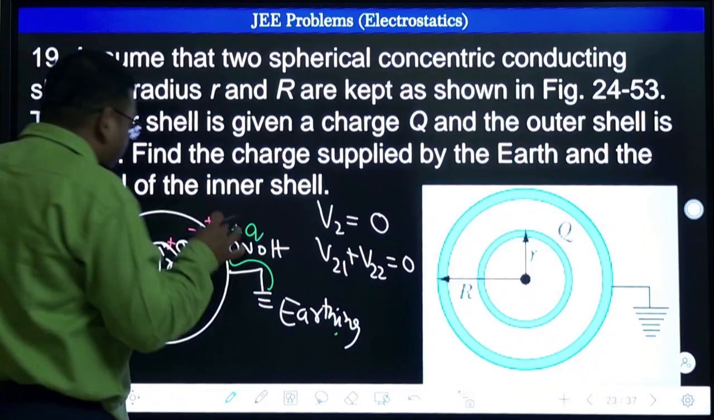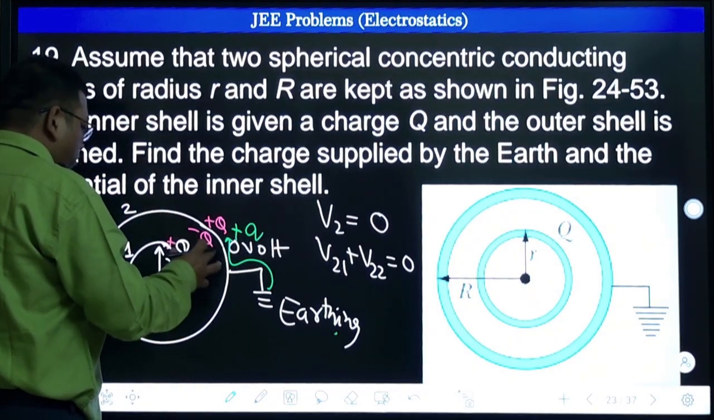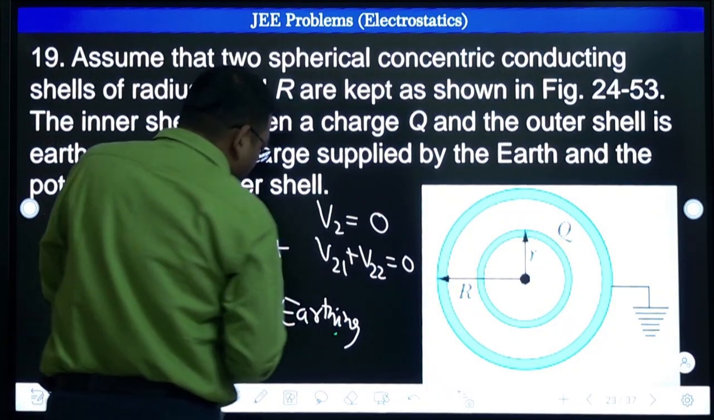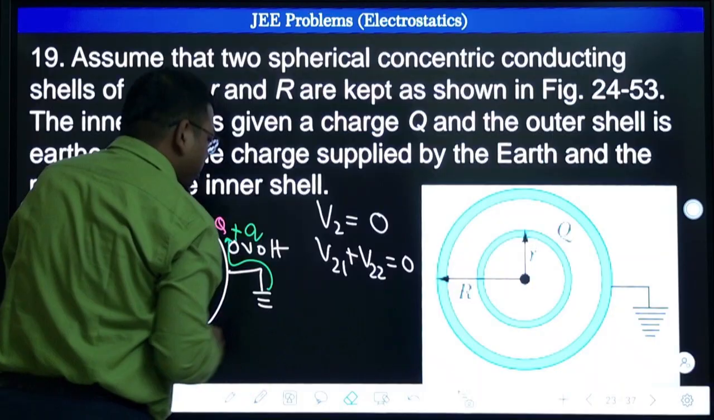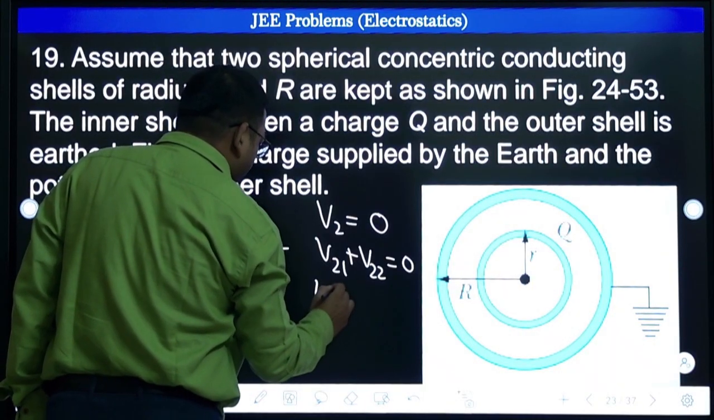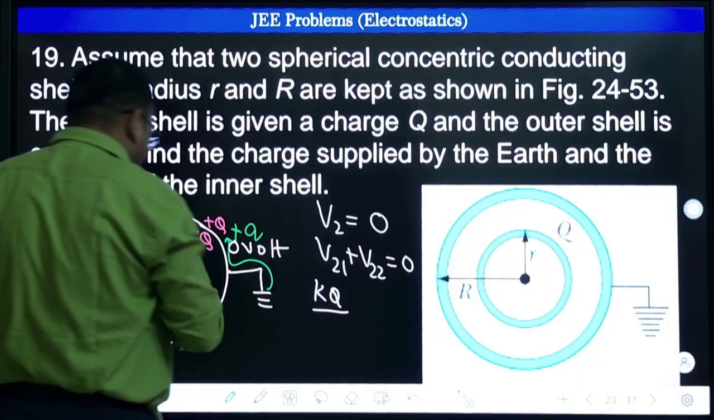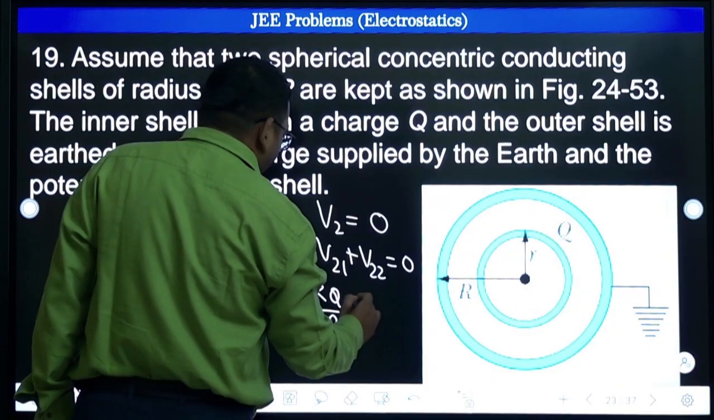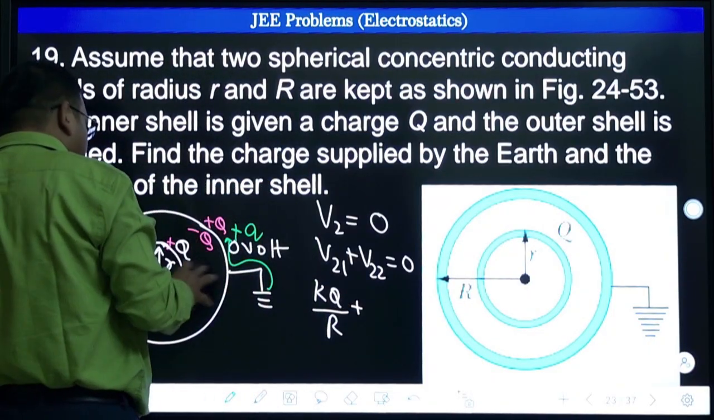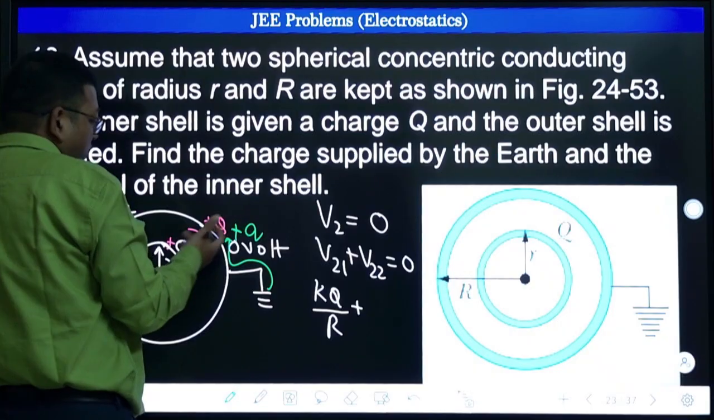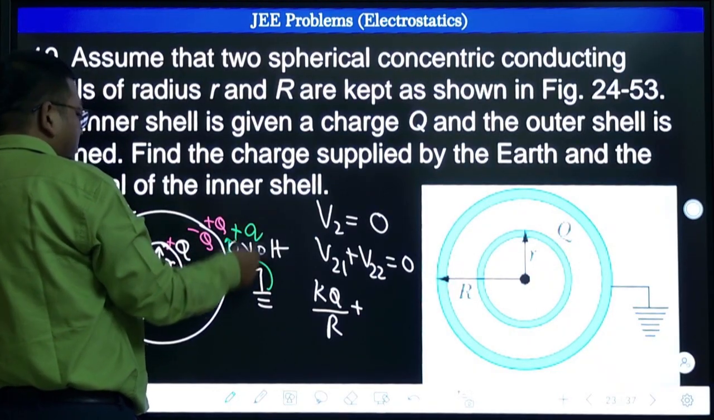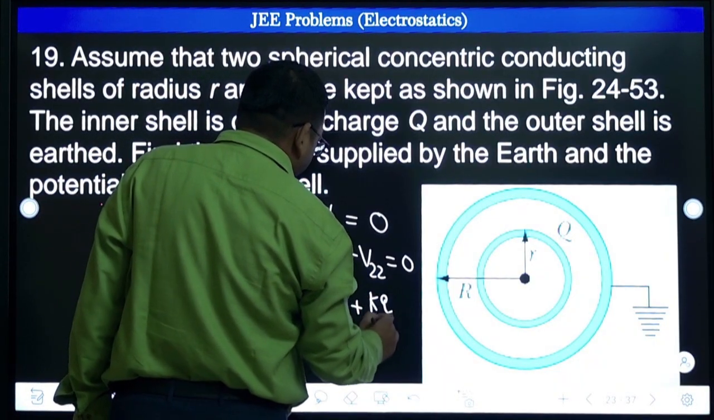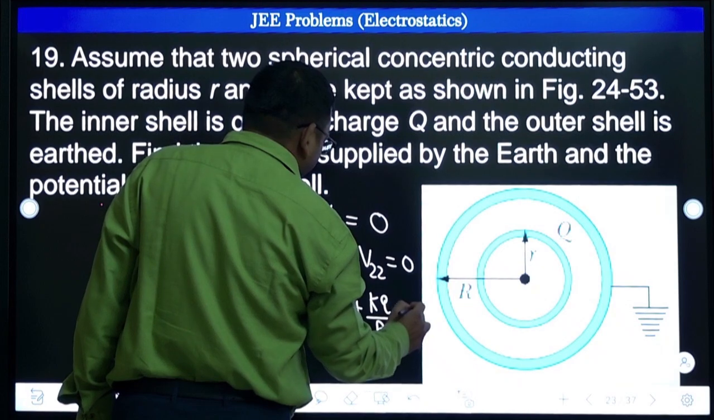So the potential at 2 due to 1, due to the inner charge, is simply k q by the outer radius. Outer is capital R, right? Plus its own charge. So what is the total charge? This plus and minus is not there at all. Only the charge which is supplied by earth. So that is k q by capital R. This is going to be 0.